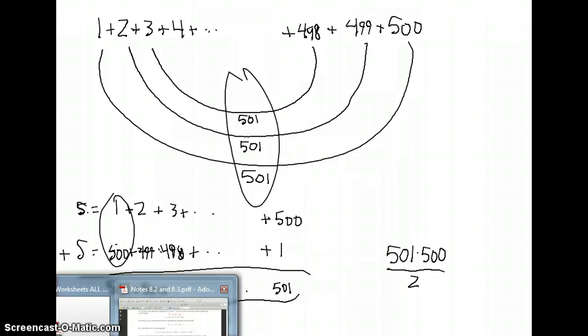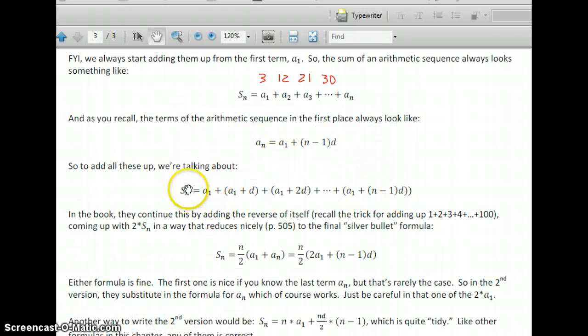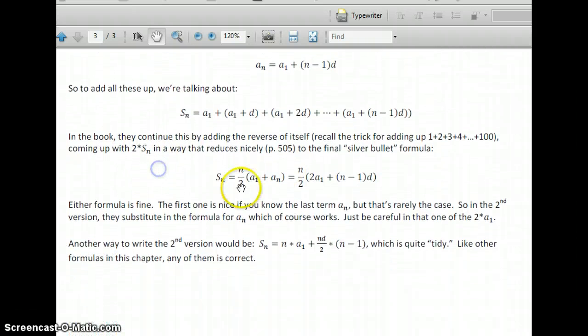They say add this thing to itself. Let's just make it backwards. If I add a1 to a1 plus n minus 1d, and then I add a1 plus d to a1 plus n minus 2d, which would be the next one before that, I can add them all up and I find out what 2sn is. If I reduce that, and they do that in the book, and it looks kind of like the one I just did, it's n over 2 times the first term plus the last term.